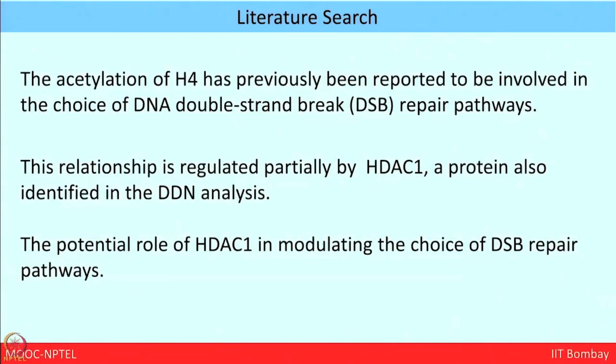So, they went back and further searched the literature, and they found that acetylation of H4 has previously been reported to be involved in the choice of the DNA double strand break, DSB, repair pathway. The relationship is regulated partially by HDAC1, a protein also identified in the DDN analysis. The potential role of HDAC in modulating the choice of DSB repair pathway has been identified.